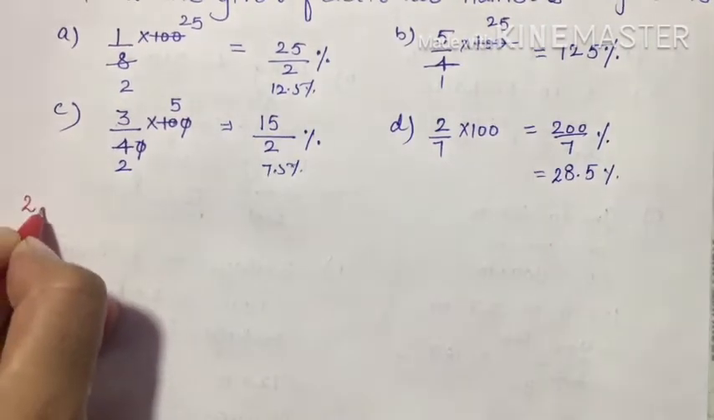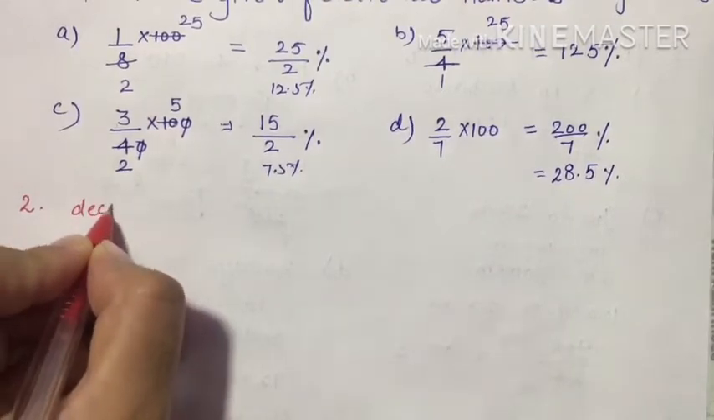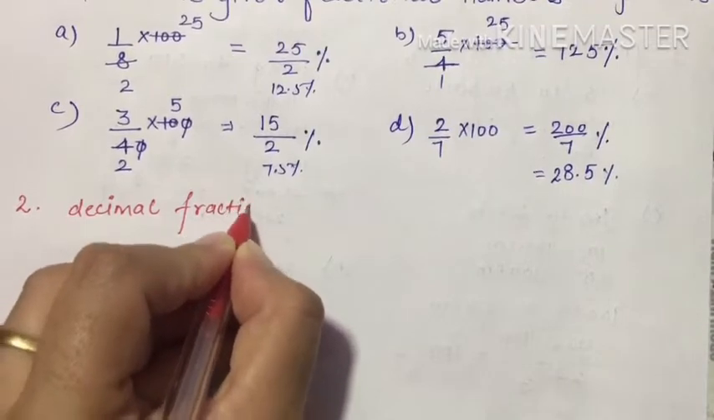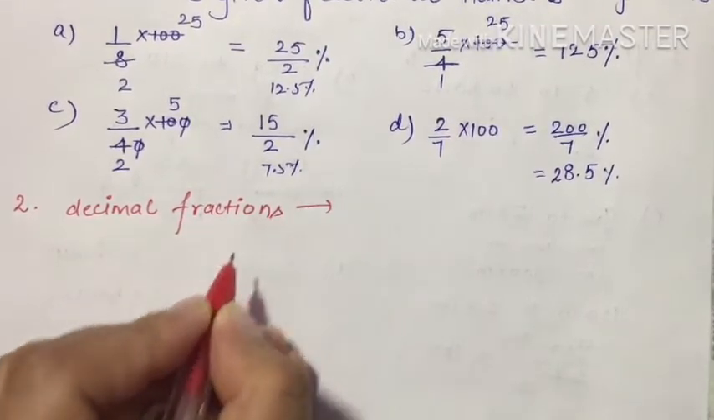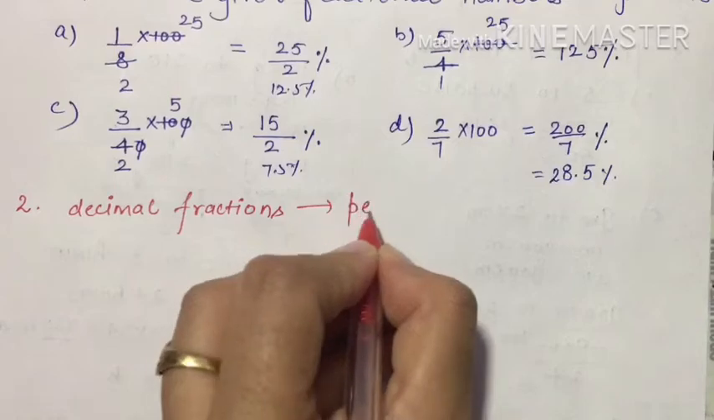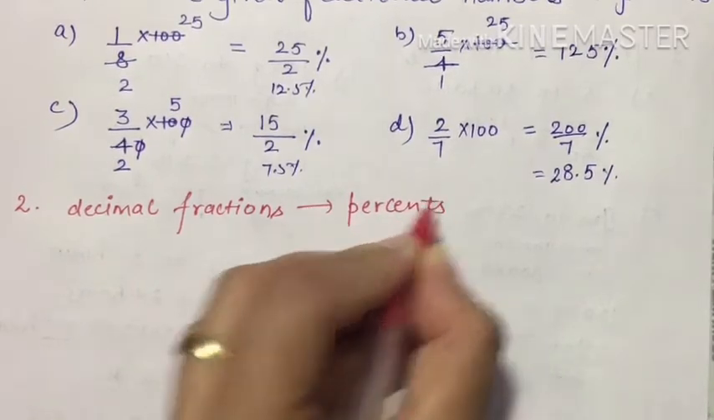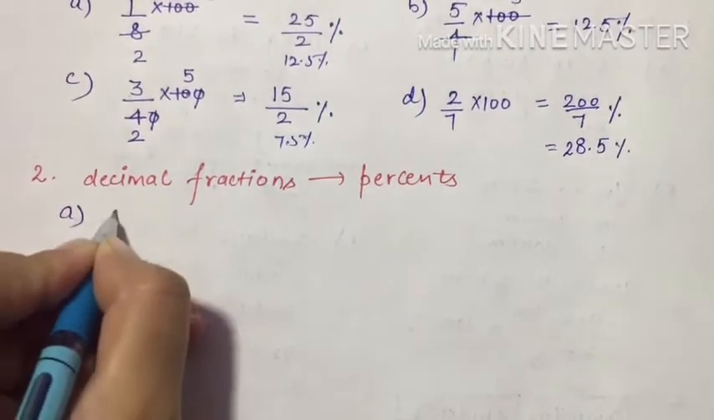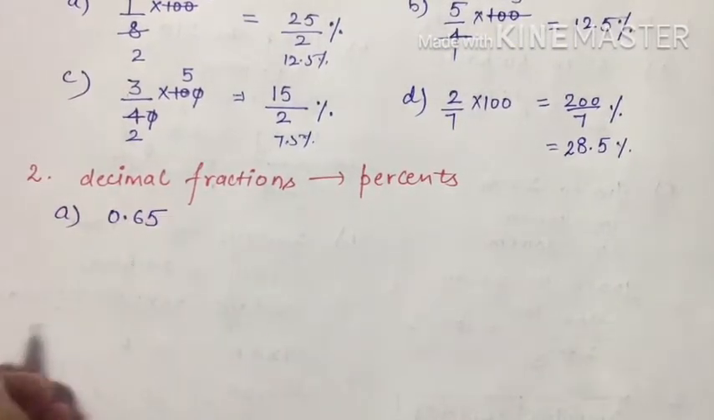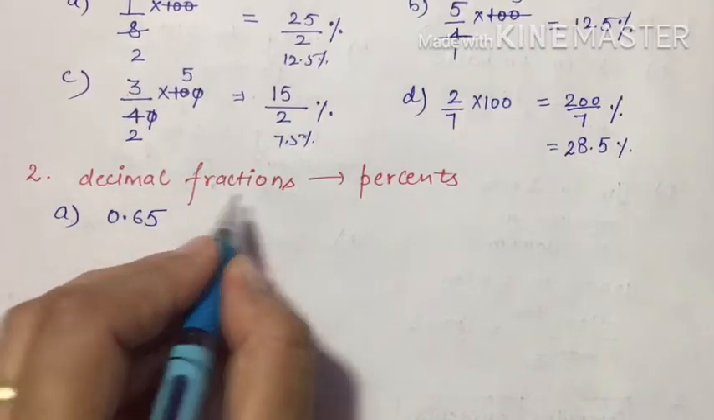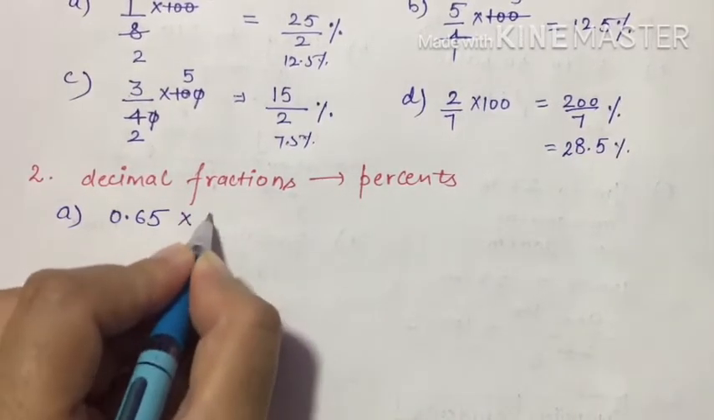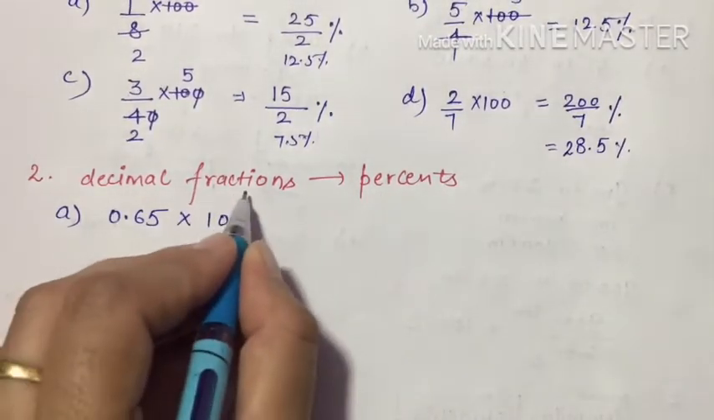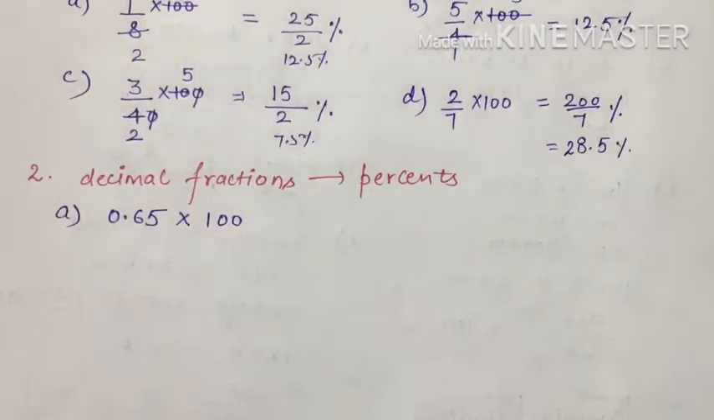Okay. Question number 2 says decimal fractions to percents. This is what we have to do in this question. Okay. Now it is 0.65. First part 0.65. We need to convert it into percentage. Percentage means we have to multiply with 100. This is the meaning, if you want to convert any fractions into percentage, we need to multiply it with 100.